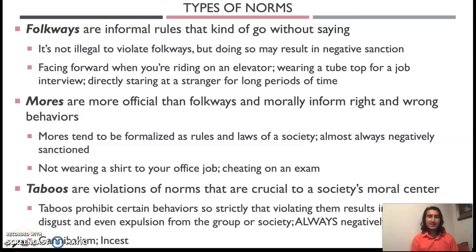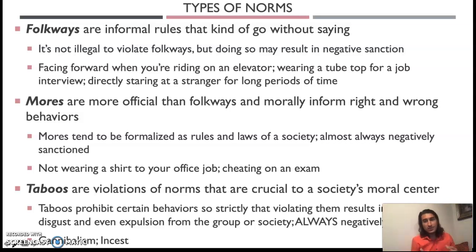Okay, so we last talked about norms and sanctions, how they're policed in our society, and we were talking about three different types of norms. We have folkways, which are informal rules that go without saying that people can break, but if you do, you might receive some type of negative sanction. So things like facing the wrong way on an elevator, or engaging in sustained eye contact with someone longer than what's socially considered normative, would be examples of folkways, right?